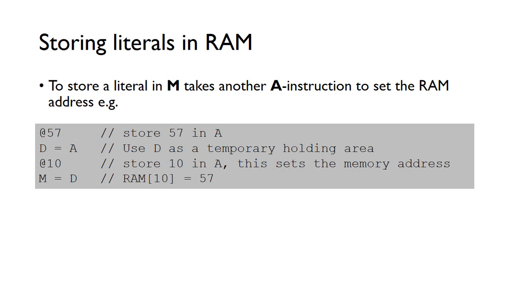Then 10 is the memory address, so we load the memory address into the A register, and the 57 we stored previously in D, we can just copy to M. So storing literals in RAM takes these 4 instructions. We have to use the A register twice. We use it firstly to store the data, then copy it to D, which is acting as a buffer, and then store the address where we want to store the value in A before using M equals D to copy that across.